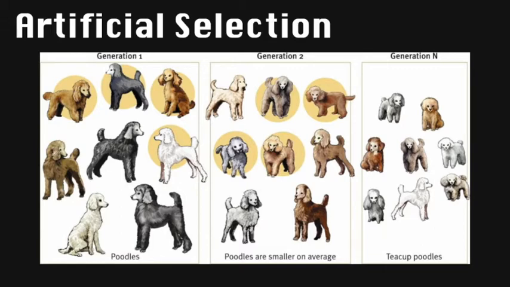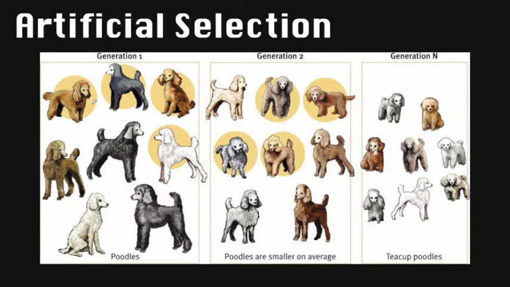Artificial selection is when a person picks and chooses which organism out of a flock or out of a population he wants to pass on their traits to the next generation. So, for example, imagine that you have a dog farm and you have these poodles, and you decide you want to make miniature poodles. You want to make what are called teacup poodles. Well, how would you go about this?